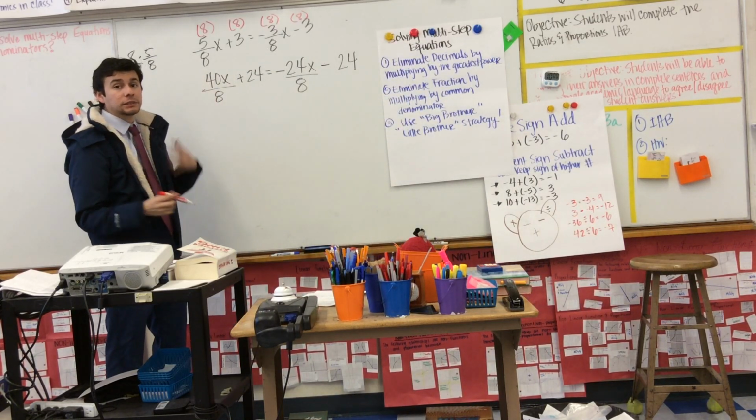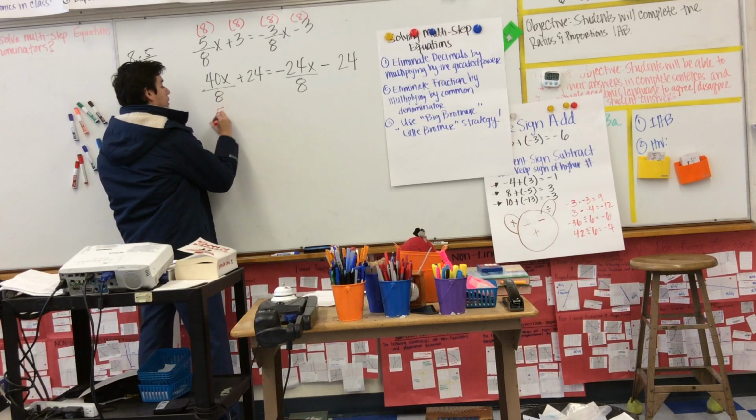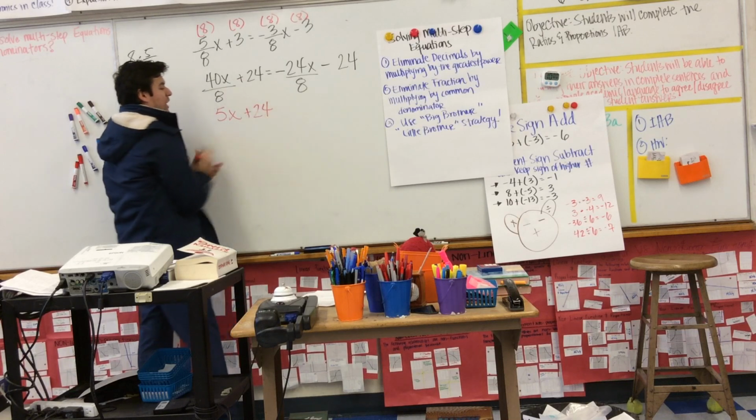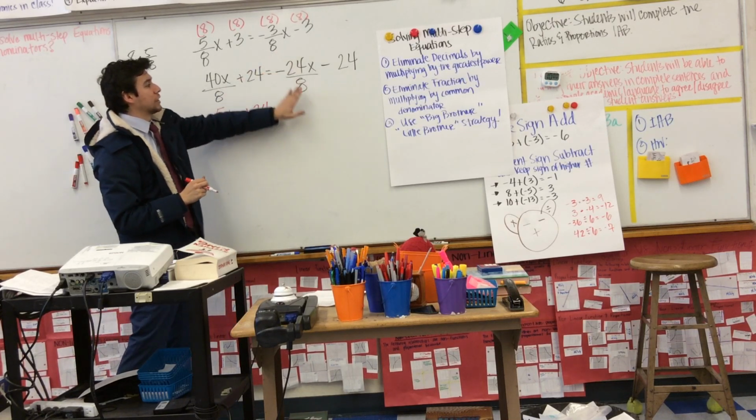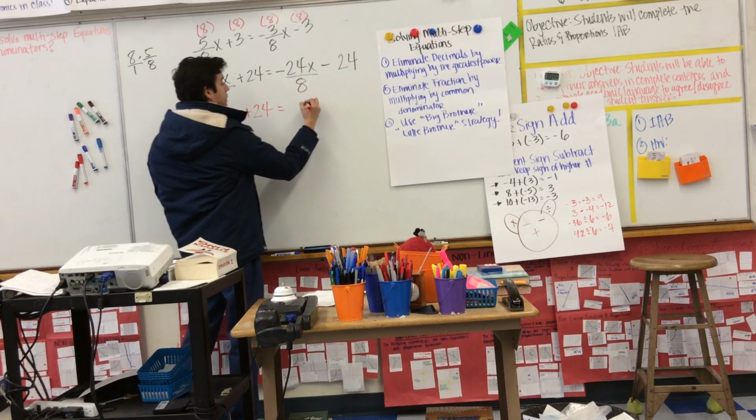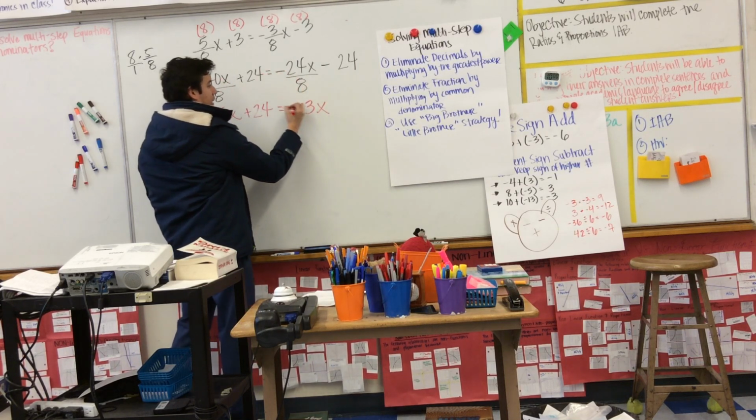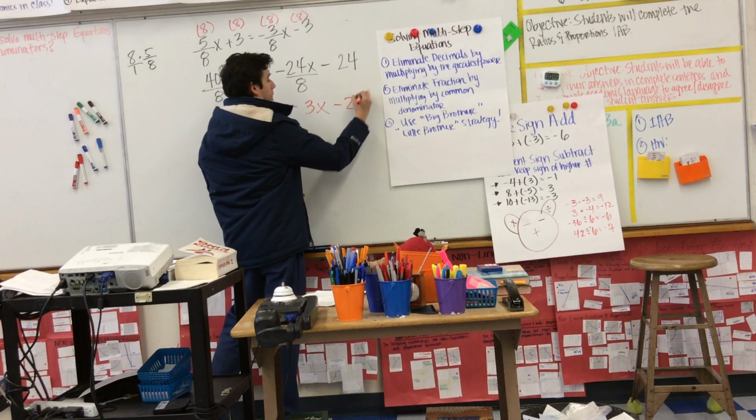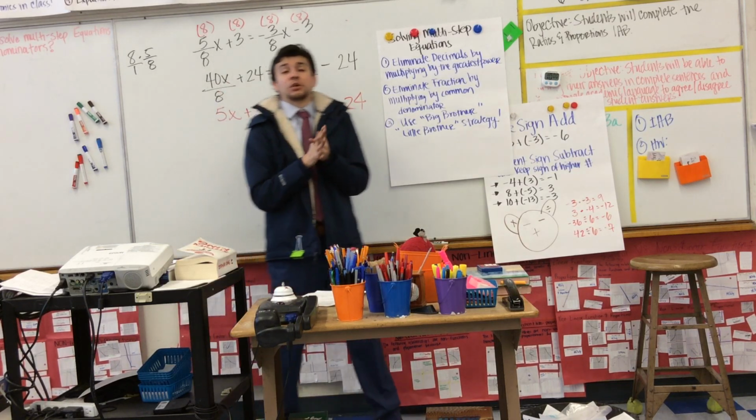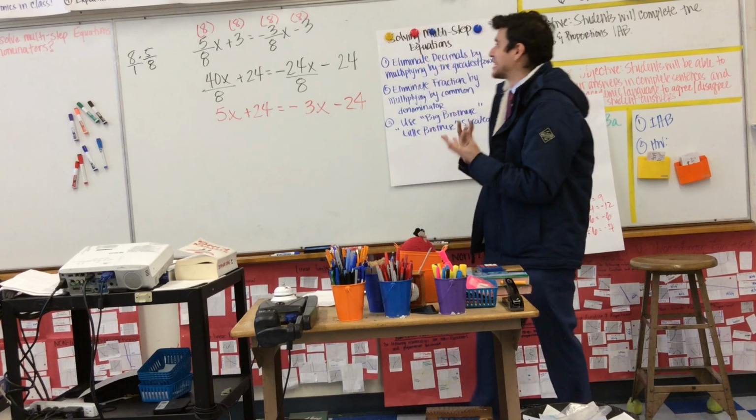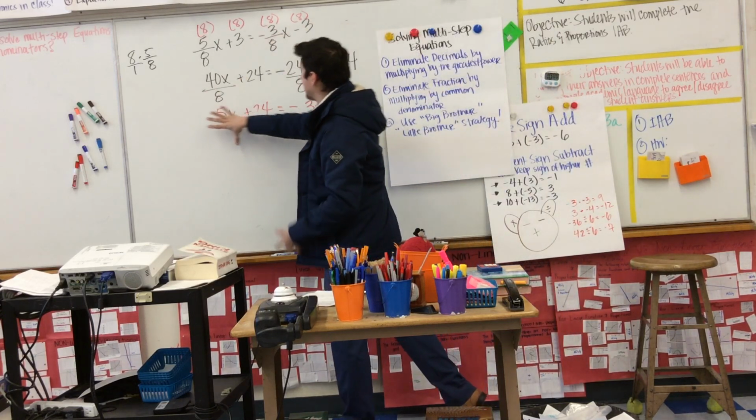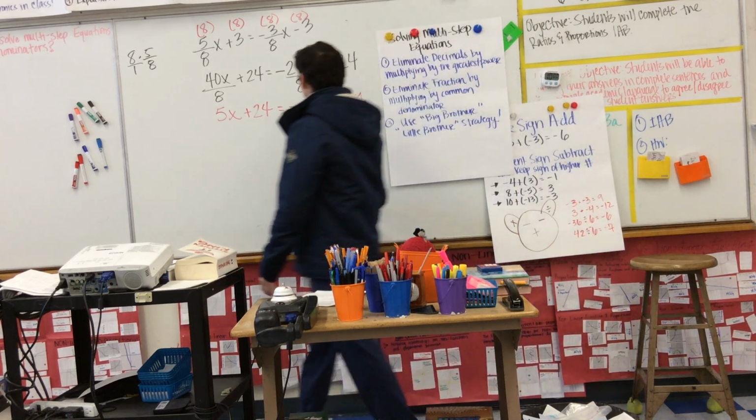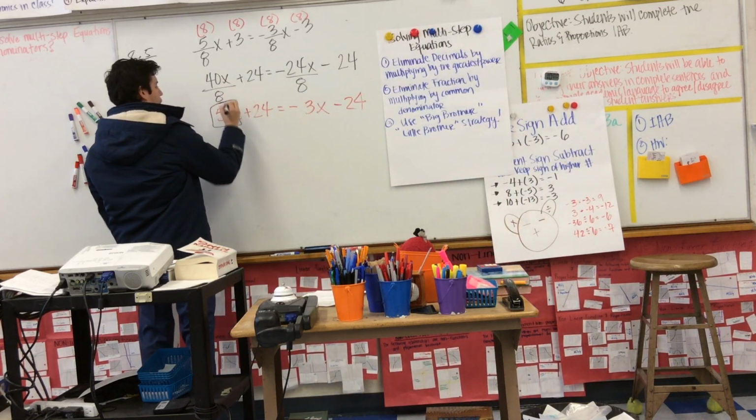40 divided by 8 is 5. So this is 5x. Drop the 24 because we can't do anything with it. 24 divided by 8 is 3. Just bring the negative, okay? And then the minus 24, drop it. And look at this. Now it's an equation that you know how to solve. Simple. This beast became a simple little beast. Easy. Good. So this one, box the largest variable, which is this one.